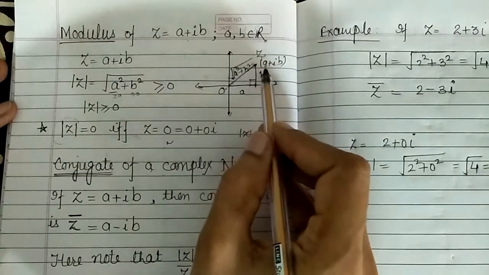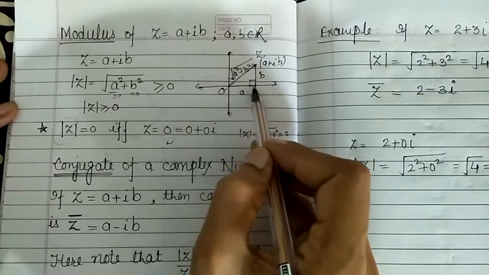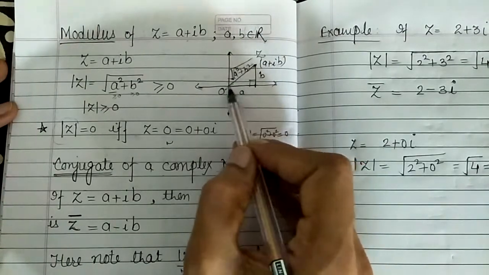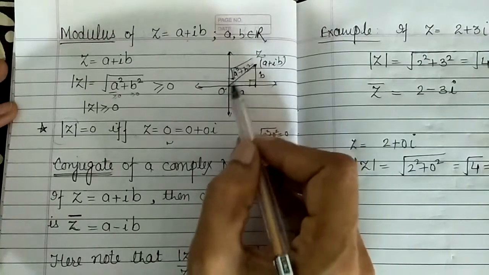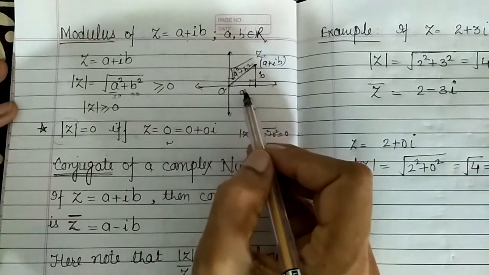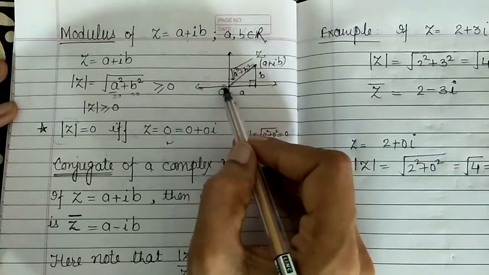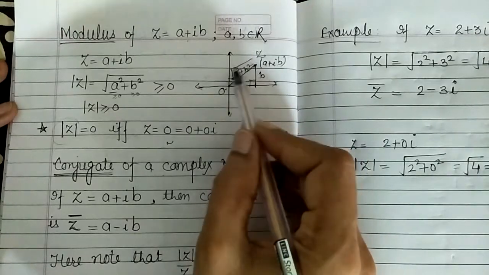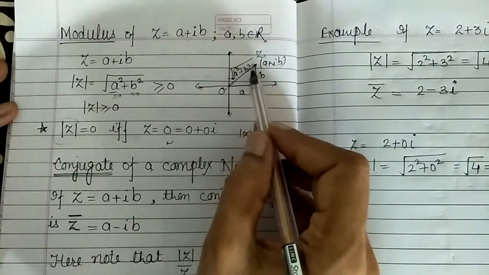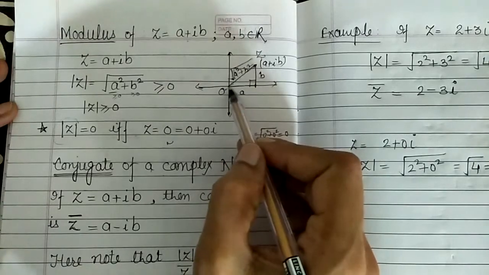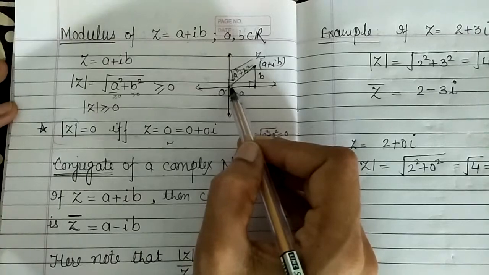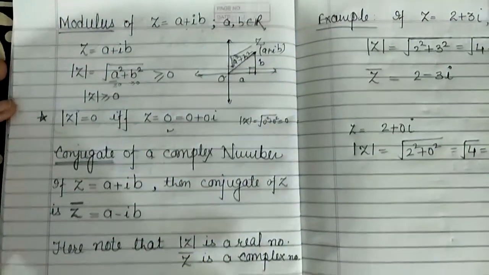Geometrically, we can see z is a complex number a plus iota b. A is the real part of z and b is the imaginary part of z. Join this point with the origin. Now this is a right angle triangle and the hypotenuse of the triangle will be the square root of a square plus b square. It means the distance of z from the origin is equal to the square root of a square plus b square, that is mod of z. Mod of z is nothing but the distance of a complex number from the origin. This is the geometrical interpretation.